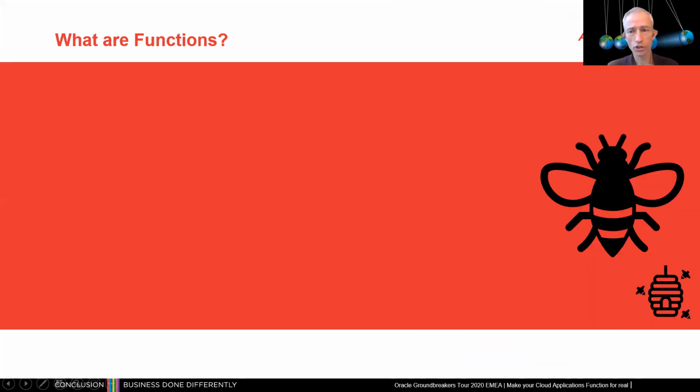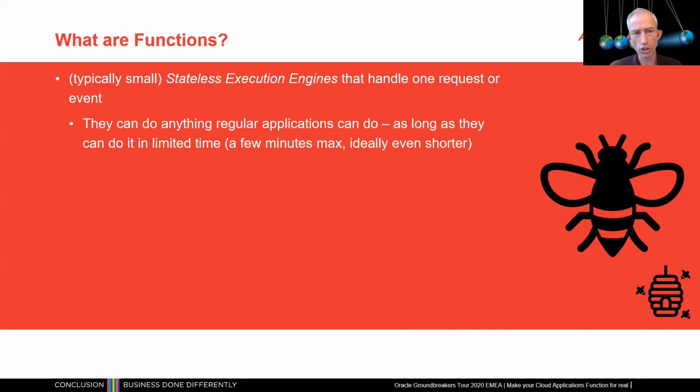So what are functions? Well, they are the worker bees, hence the graphic on the slide. They're typically small. They don't need to be small, but ideally they are small, stateless execution engines that handle one request or event, and then they are done. And they can do almost anything any regular application can do, but they don't have a lot of time to do it in. So a few minutes is the maximum time allotted to a function to handle a request or an event. And ideally, it's much shorter. And you pay for the time a function is running.